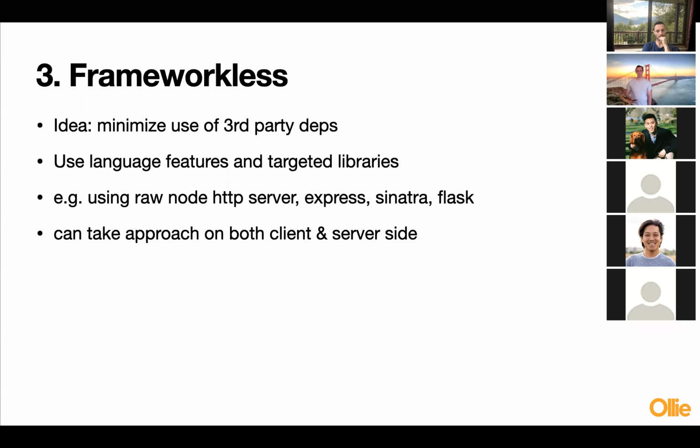So in here, you usually use pretty much language features. Some of the tools that you might want to use there, you can use like a raw node server. You might use some lightweight services like Express, Sinatra, Flask, if you're on Python side. And you can take both these approaches on the client and the server. So on the client side, you can choose not to use a big SPA library like React or Angular or Vue or so on. You can just use the DOM API and maybe underscore, or not even that if you don't want to.